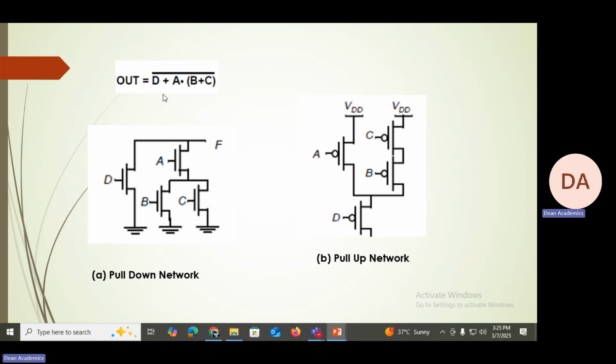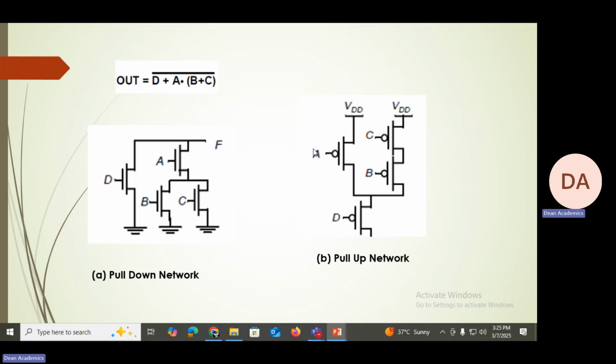Now let us see, this is the equation B plus C. Therefore, B and C are connected in parallel, and it is A dot B plus C. Therefore, this parallel combination is in series with A because we have to get this product, and this is in plus D plus something. So, therefore, this entire combination is in parallel with D. So, like this, we design pull down network, and just complementary to this, we design a pull up network.